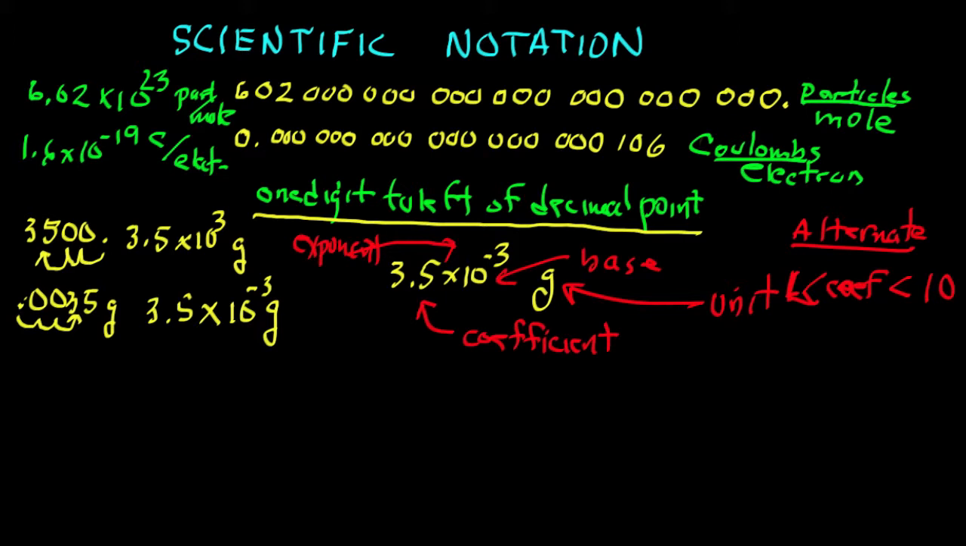Now, let's try another one. 8,500,000. Okay, let's put that in scientific notation. And you can assume there's a decimal point there, or we'll put it there. You count 1, 2, 3, and I put the numbers in sets of 3. 3, 6, so that becomes equal to 8.5 times 10 to the 6.